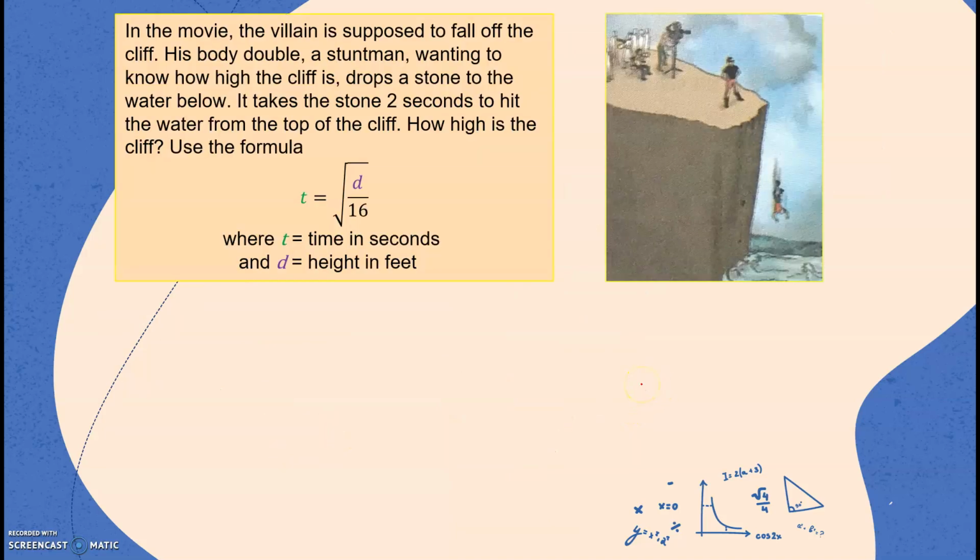Okay, next. So, this is the item I tell my students is similar to your performance task. So, in the movie, the villain is supposed to fall off the cliff. His body double, the stuntman, wanting to know how high the cliff is, drops a stone to the water below. It takes the stone 2 seconds to hit the water from the top of the cliff. How high is the cliff? Use the formula T is equal to square root of D over 16, where T is time in seconds and D is height in feet.